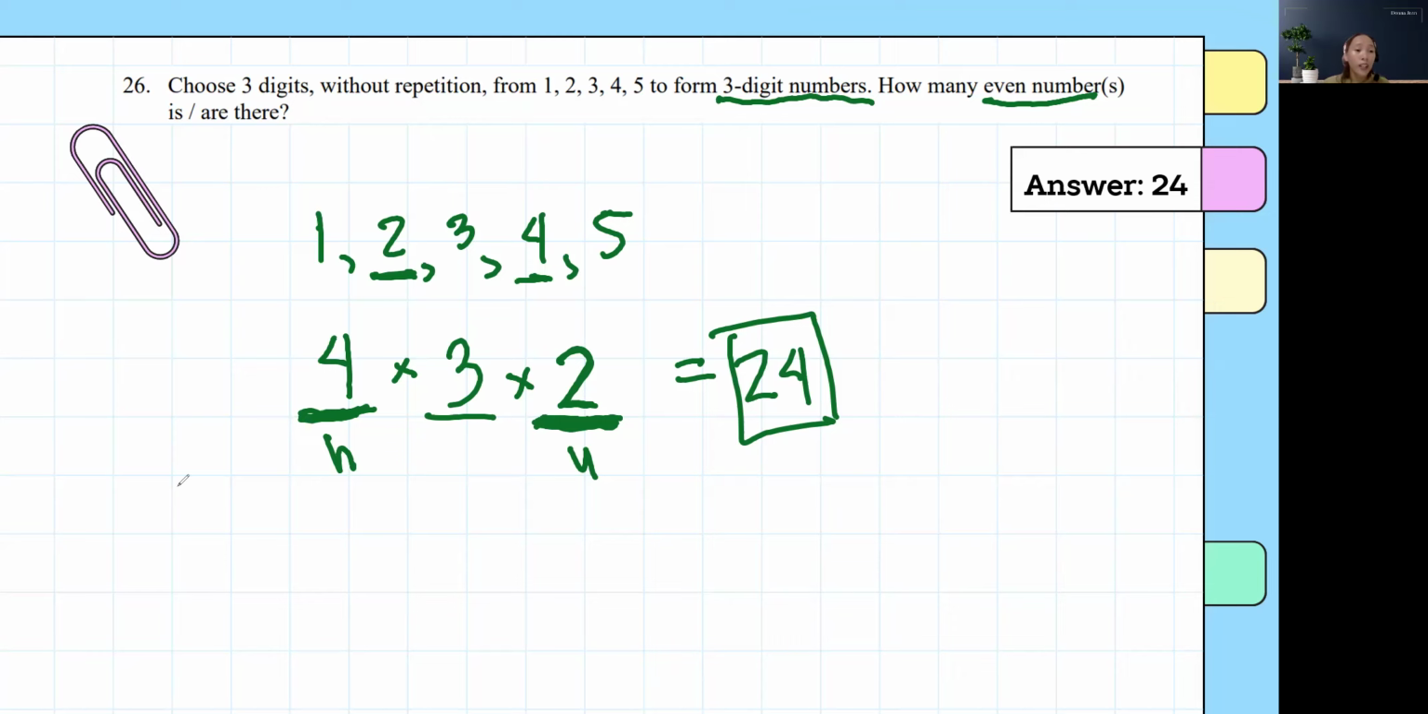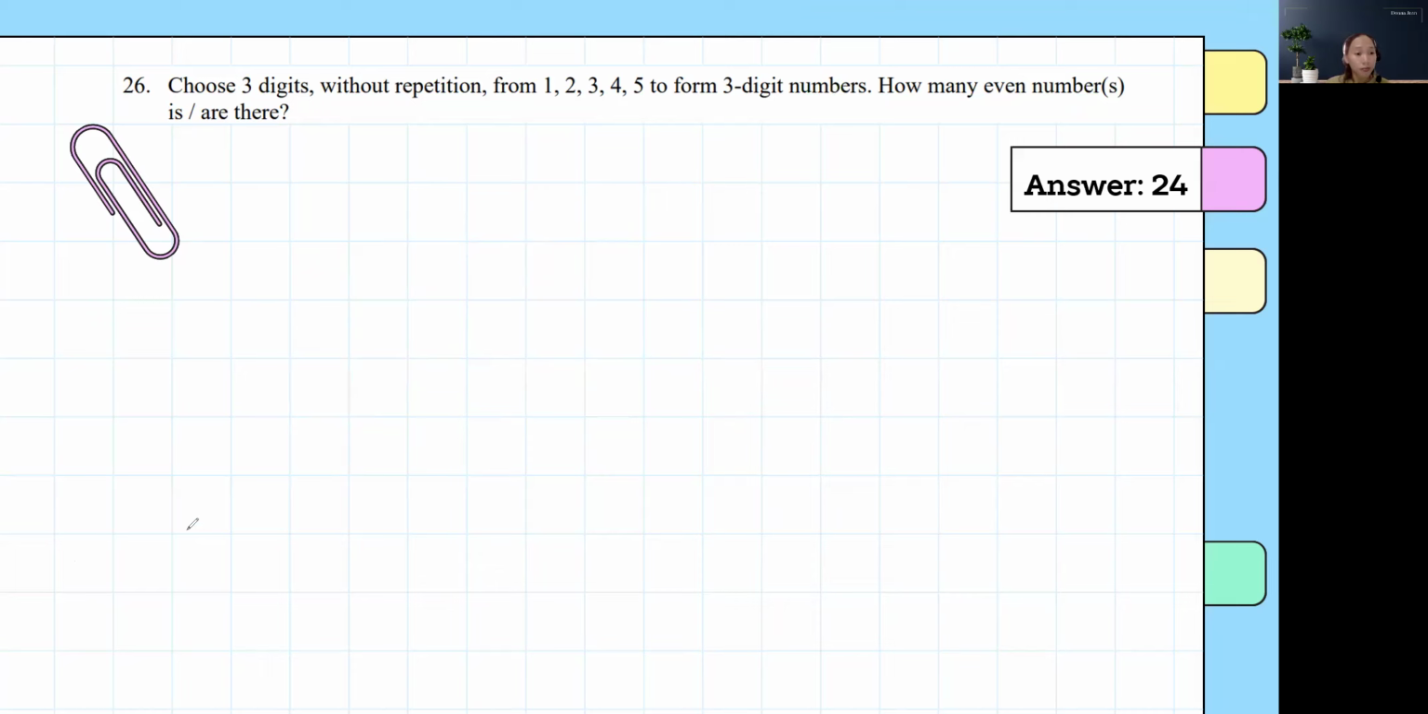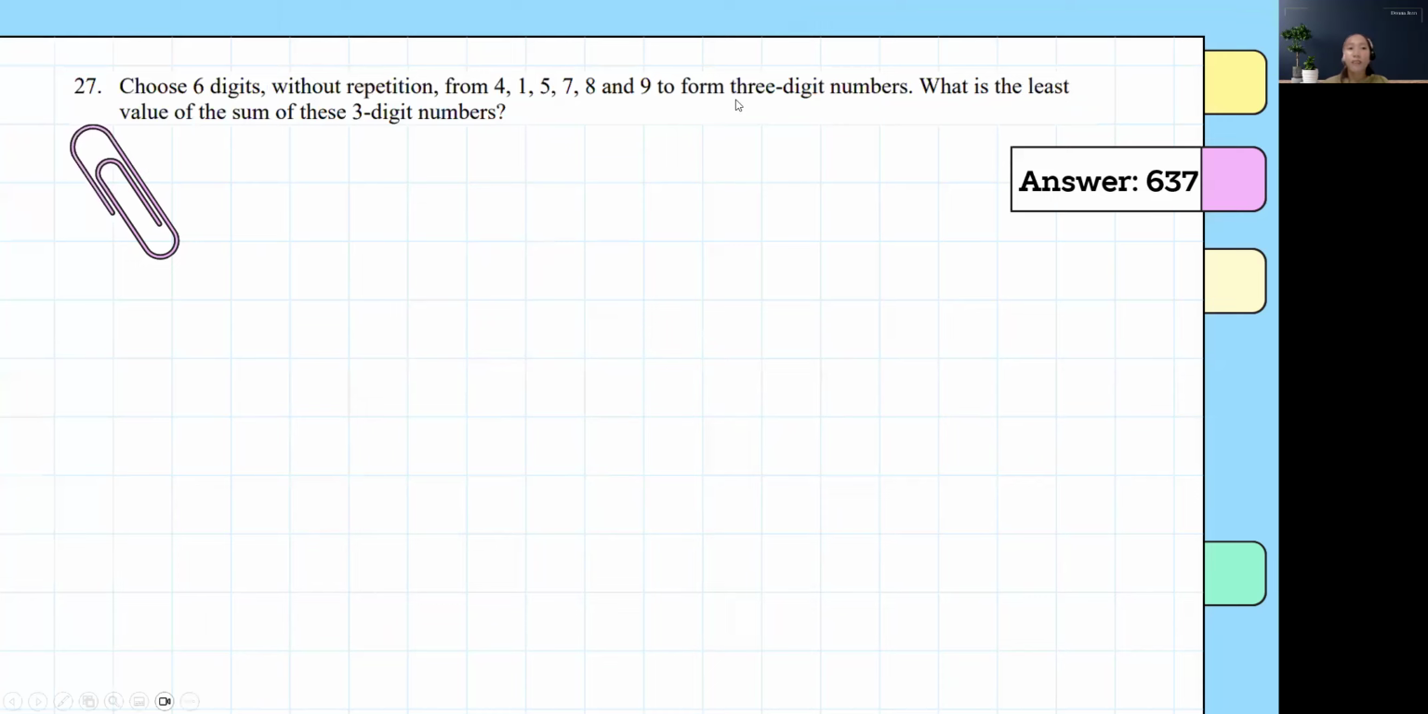That's it for 26. Let's proceed to 27. For number 27, choose 6 digits without repetition from 4, 1, 5, 7, 8, and 9 to form 3-digit numbers. What is the least value of the sum of these 3-digit numbers?